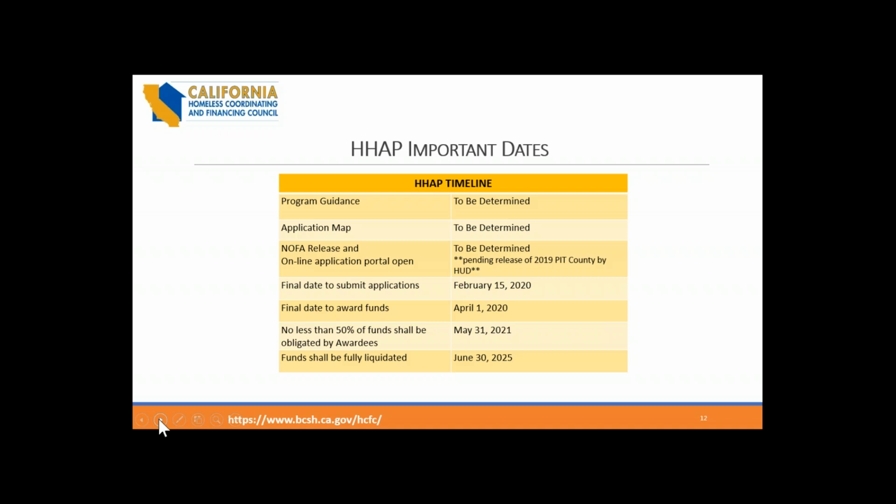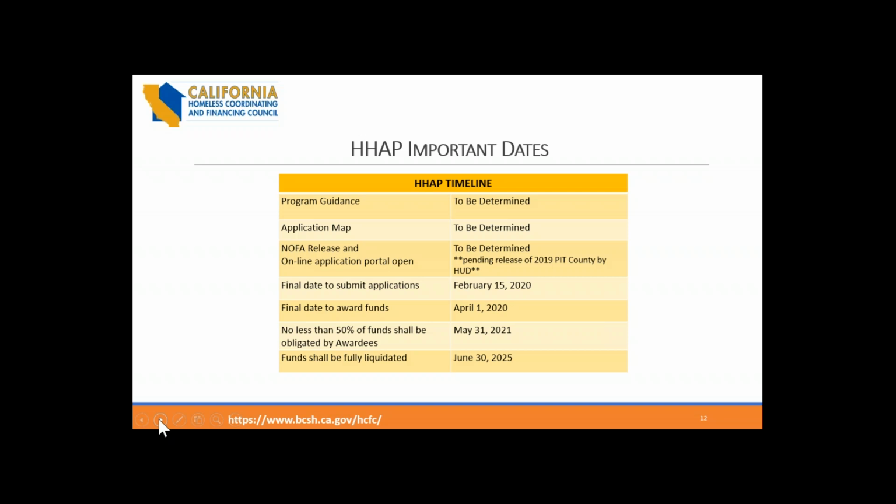So we will release an application map shortly after the program guidance, and that's a document that helps them be ready to apply as soon as we release the notice of funding availability and the application. Again, we don't have a date to release the application at this point, because we are waiting for the 2019 point in time count. Once that gets released, we will do the formulas and the allocations, and then we will release the program allocations and then release the NOFA and the application. It is a short application window, so the final date to submit applications is February 15th. The final date to award the funds will be April 1st.